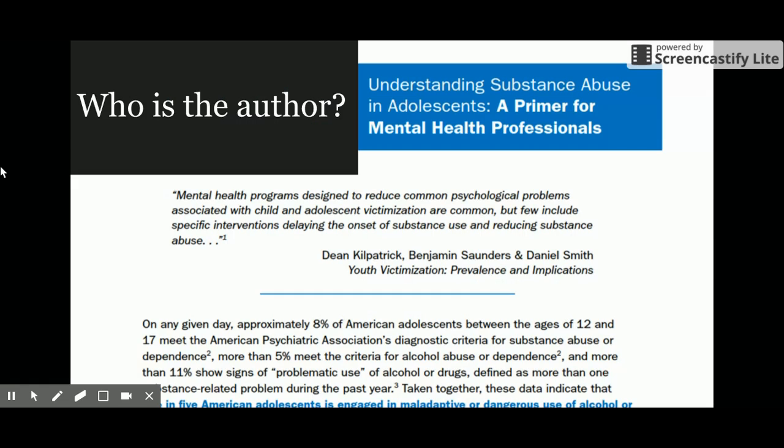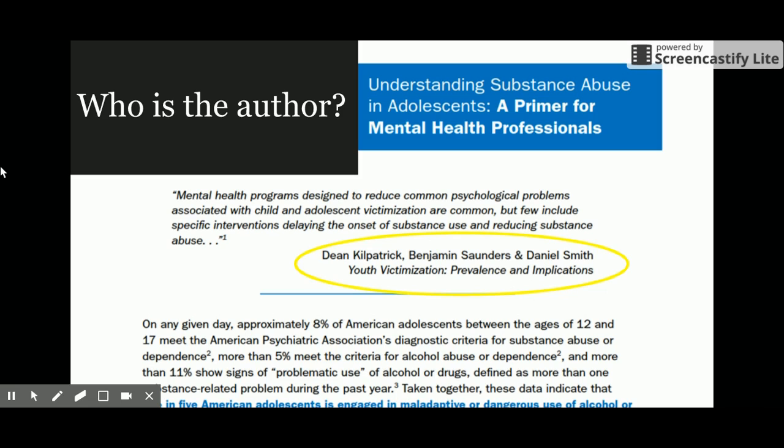So first, let's look at the author. We need to find out who wrote this article. Then we need to ask ourselves, are these people experts? Can we research them? Has this person written more about this topic? So I decided that these authors are Dean Kilpatrick, Benjamin Saunders, and Daniel Smith.